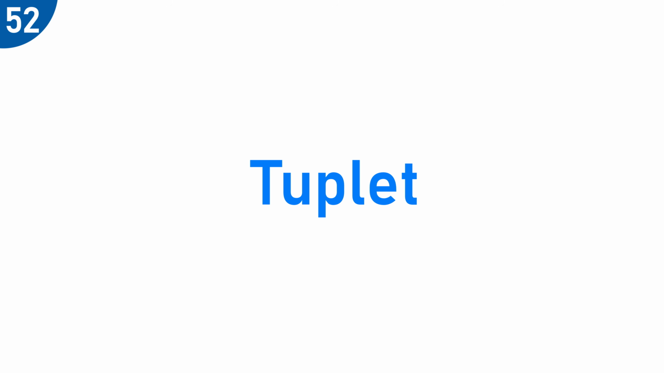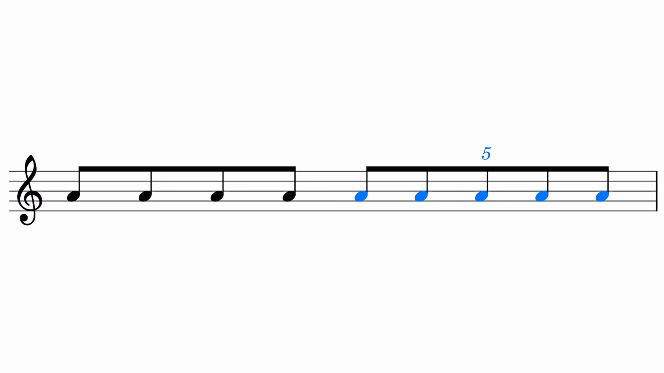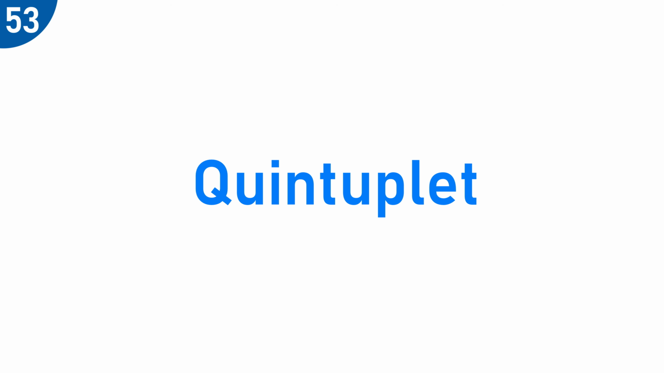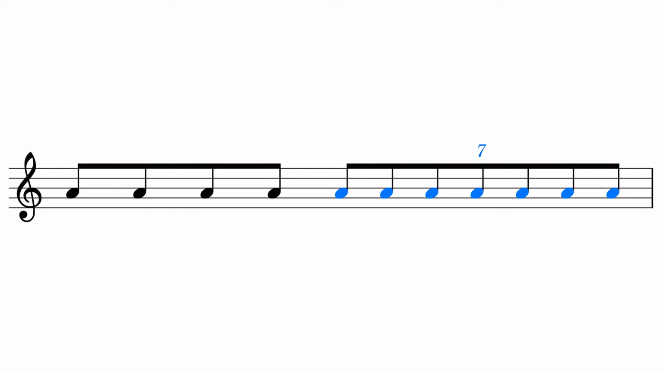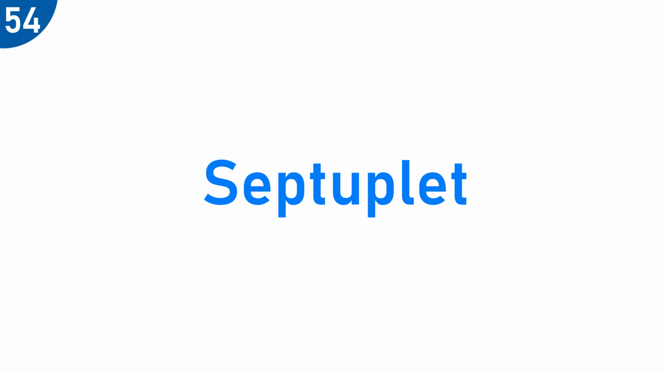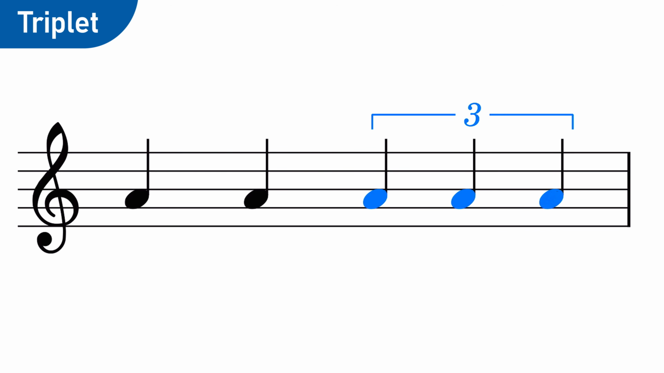A tuplet is when we're playing more or less notes in a space than we would usually have. For example, if we played 5 notes in a space where we would usually only have 4 notes, well, that's a quintuplet. Or if we played 7 notes in the space where we normally would only have 4 notes, we now have a septuplet. However, the triplet is by far the most common type of tuplet that you'll encounter.